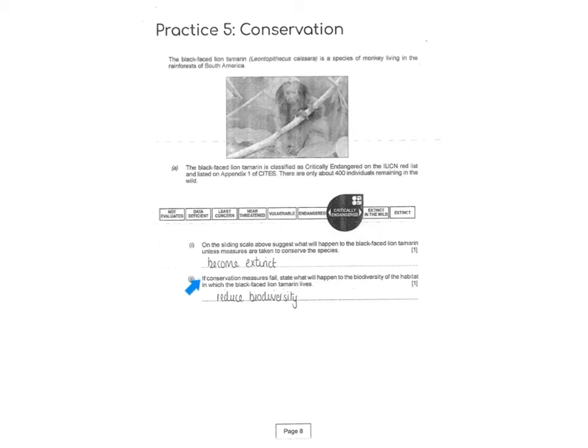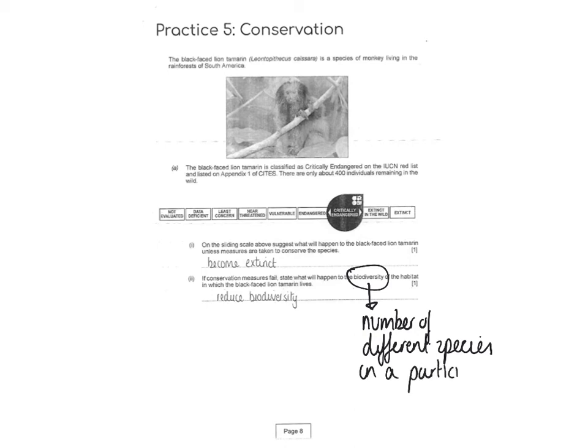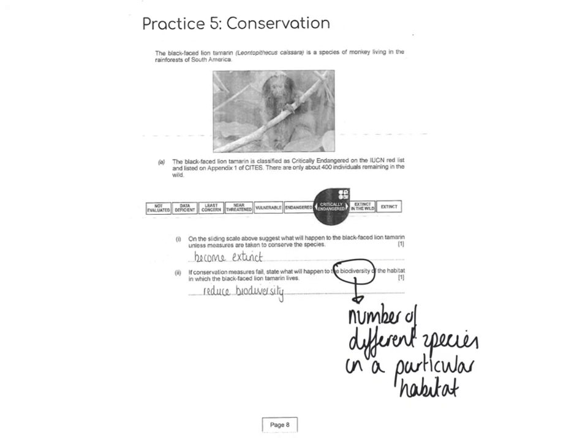If conservation measures fail, state what will happen to the biodiversity of the habitat in which the black-faced lion tamarin lives. So the biodiversity, remember, is the number of different species in a particular area or habitat. So if our black-faced tamarin becomes extinct, what's going to happen then? If you've got one less species there, they become extinct, we're going to reduce the biodiversity. Okay, it's going to get less, it's going to decrease.